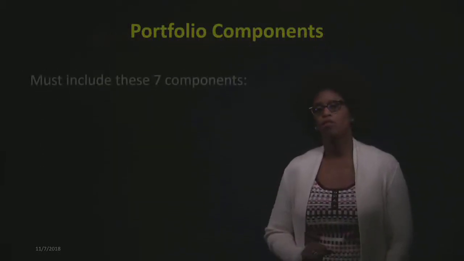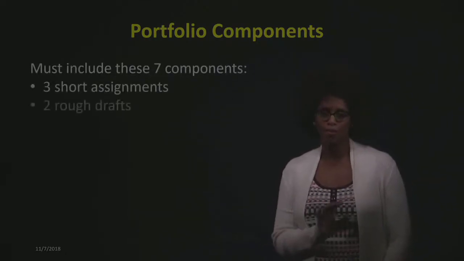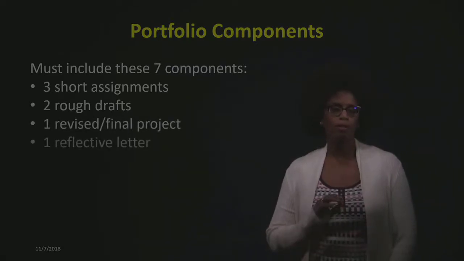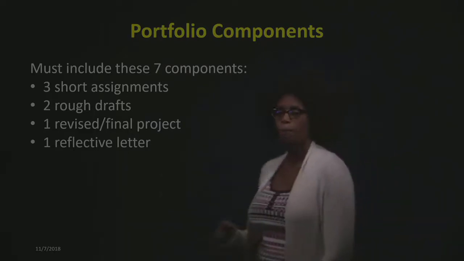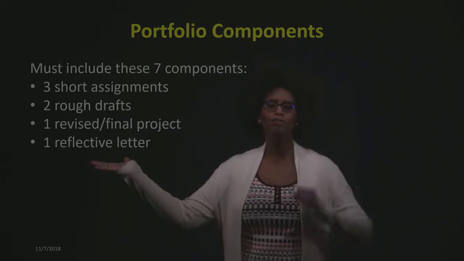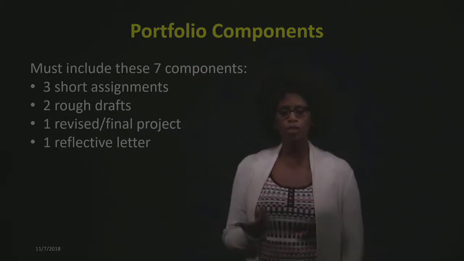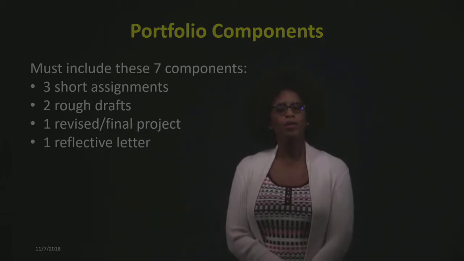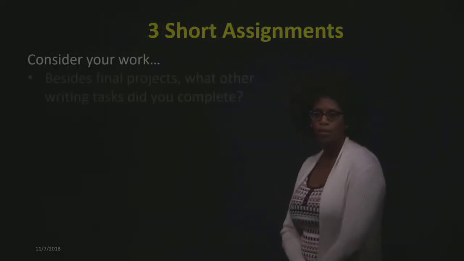So let's look at the portfolio components. You have to have 7 items, 3 short assignments, a couple of rough drafts, a final document or project that you've created, and a reflective letter. This reflective letter is the new piece of writing that you are creating. Everything else you've done, so you need to think about the content of that reflective letter. And we're going to look at each of these components just a little bit here.